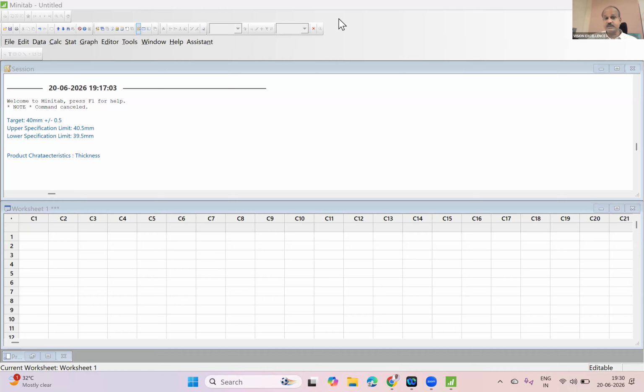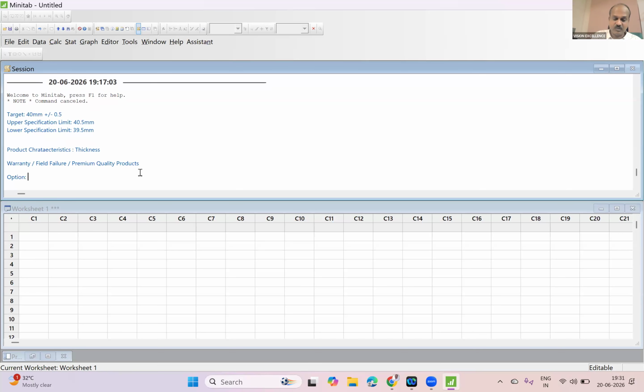Okay, I think all of you are seeing my screen. See, this is one thing. I'm just telling you, if you are thinking in terms of warranty, you are thinking in terms of the field failure, you are thinking in terms of providing premium quality products or quality services to your customers, then one option is to identify critical characteristics, particularly critical quality characteristics.